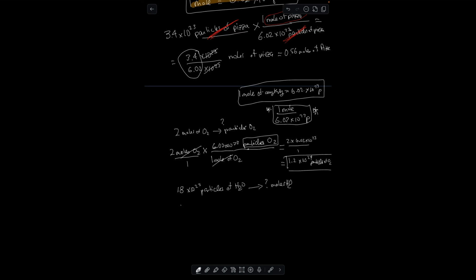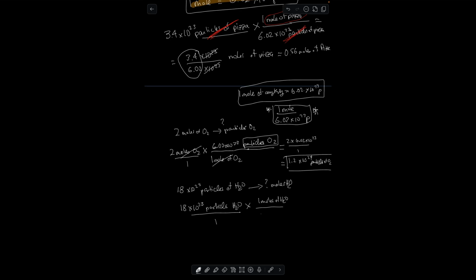Pause the video. Okay, very good. So you would take 18 times 10 to the 23rd particles of water. You would multiply this, and you can put over 1 if you want. You don't have to. And then you take your conversion factor, and this time where would moles be? On the bottom or on the top? That's right, it will be on the top. That's right, 1 mole of H2O.